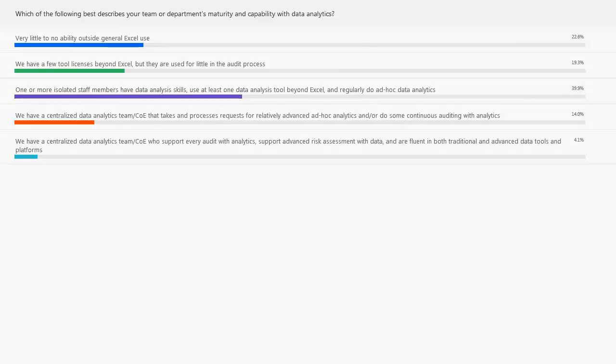They should be in the middle of your screen, and 39.9% of you said that one or more isolated staff members have data analysis skills, and they use at least one data analysis tool beyond ACL and regularly do ad hoc data analytics. So that seems to be the leading answer out of the options that were provided.